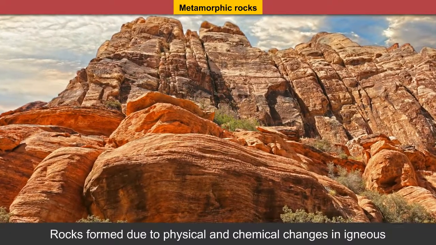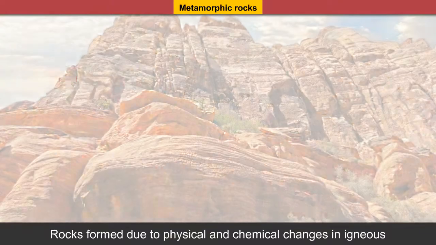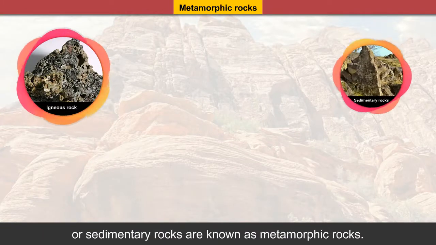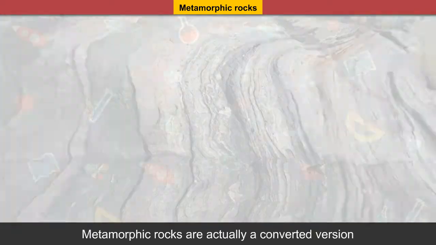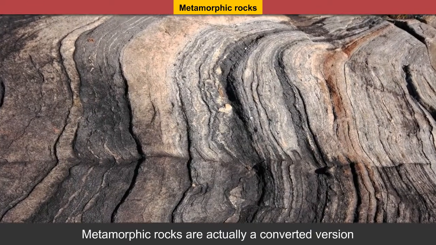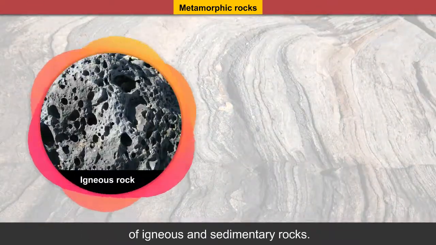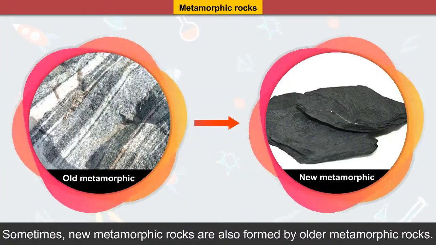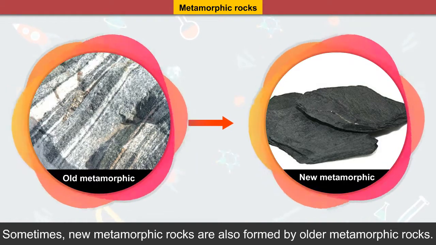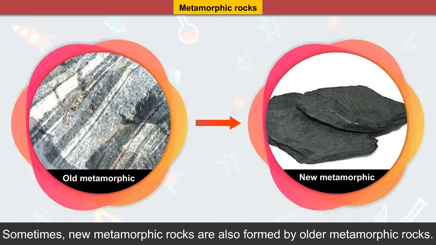Metamorphic rocks. Rocks formed due to physical and chemical changes in igneous or sedimentary rocks are known as metamorphic rocks. Metamorphic rocks are actually a converted version of igneous and sedimentary rocks. Sometimes new metamorphic rocks are also formed by older metamorphic rocks.